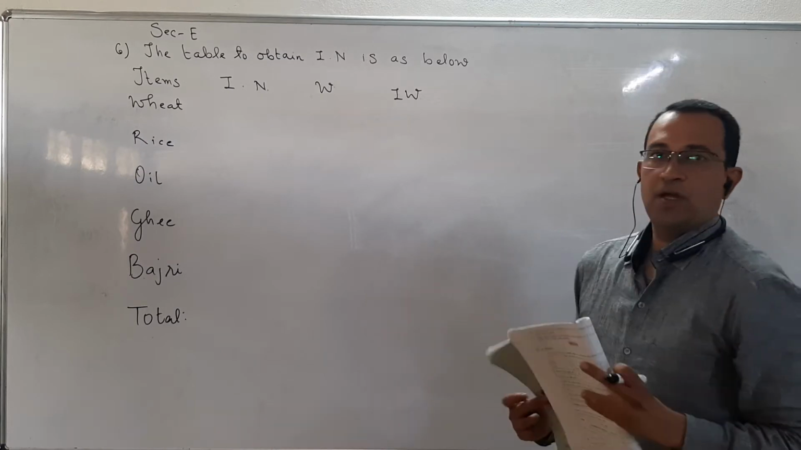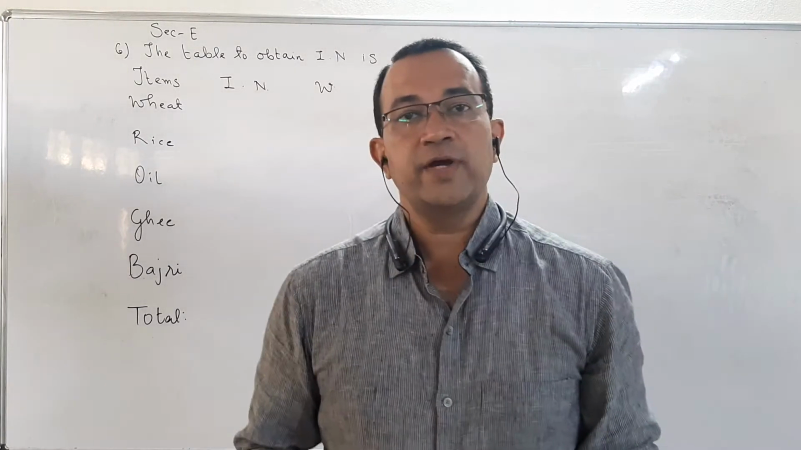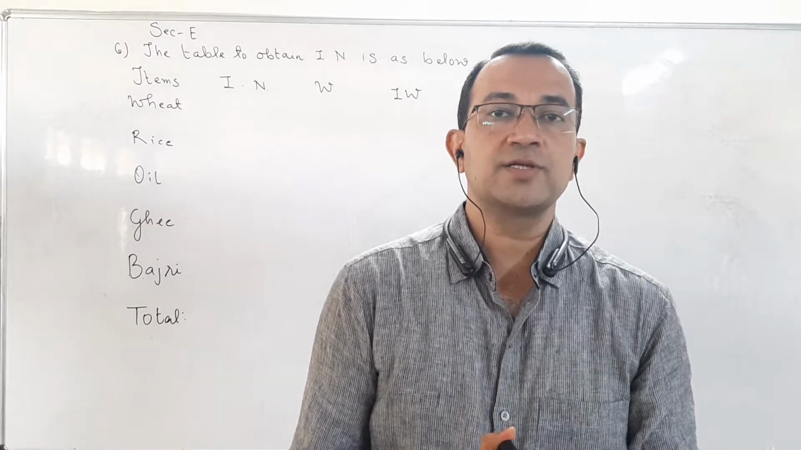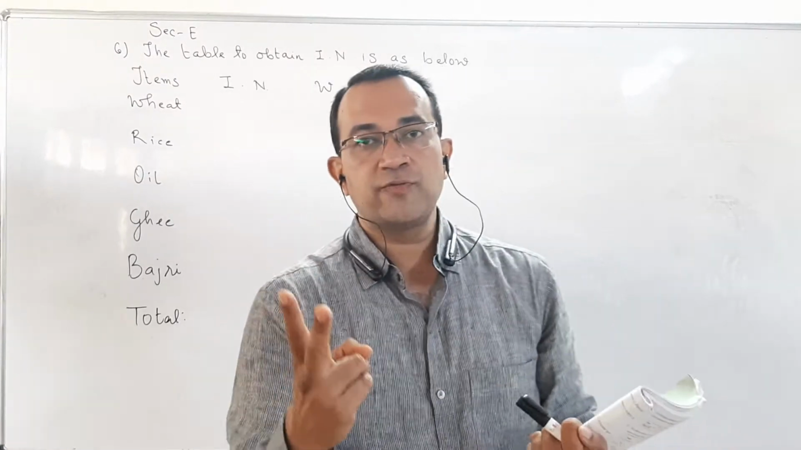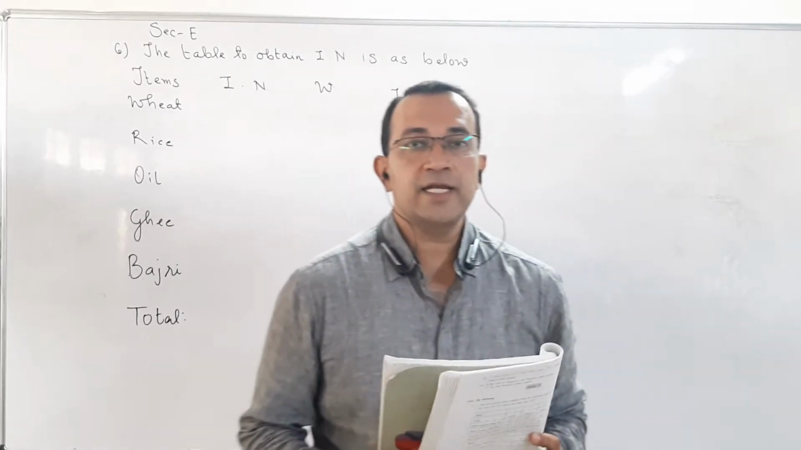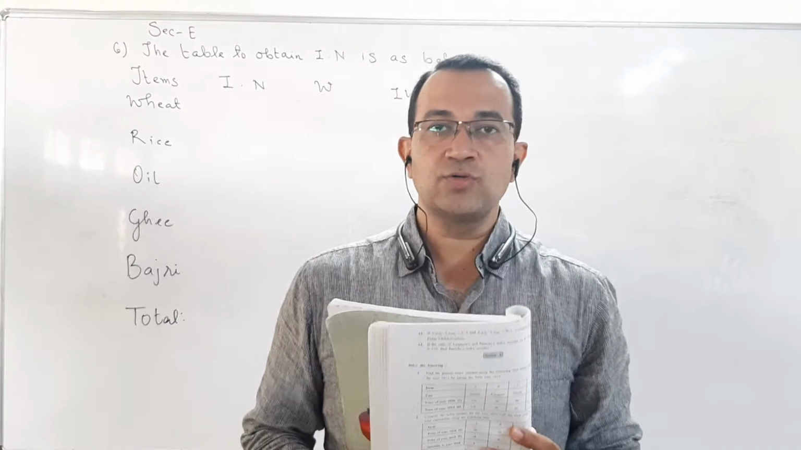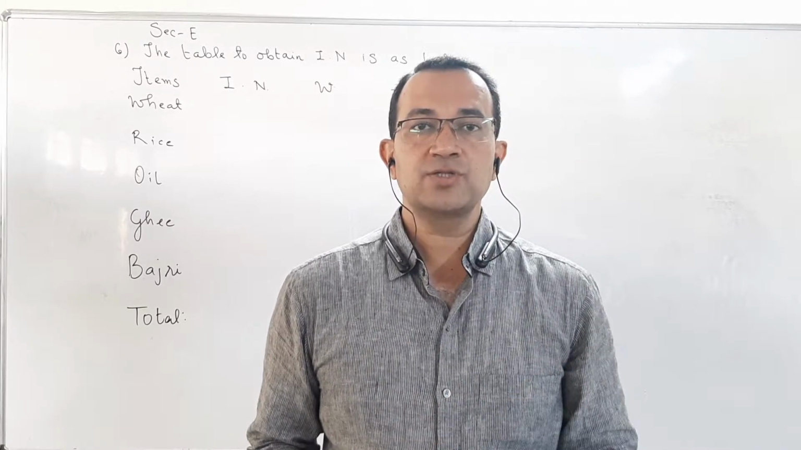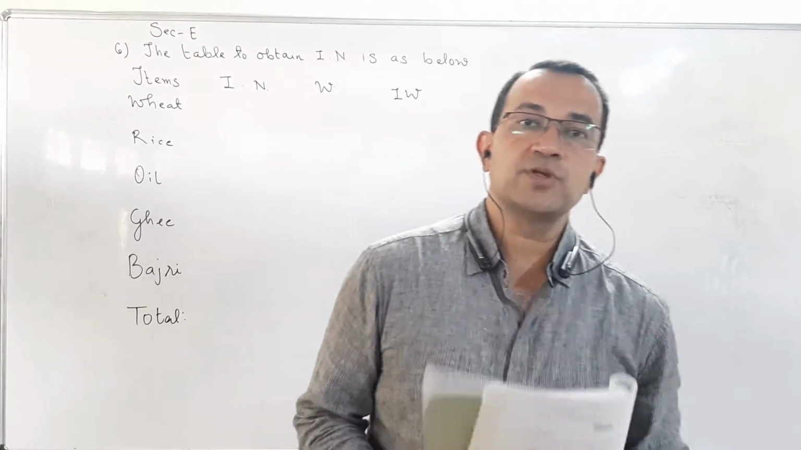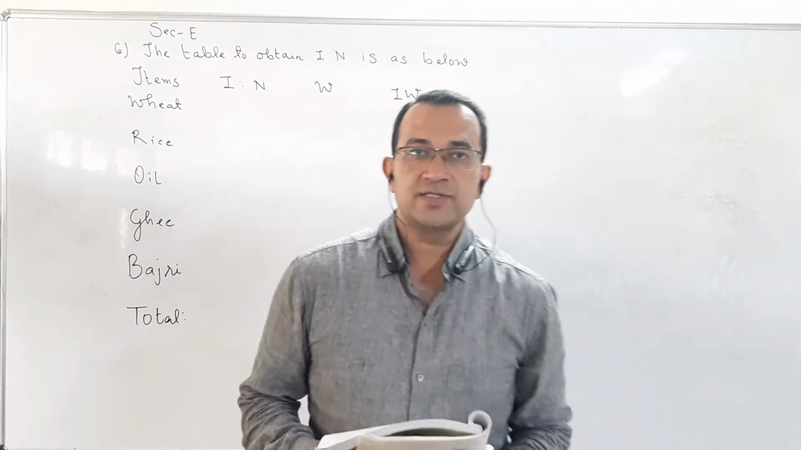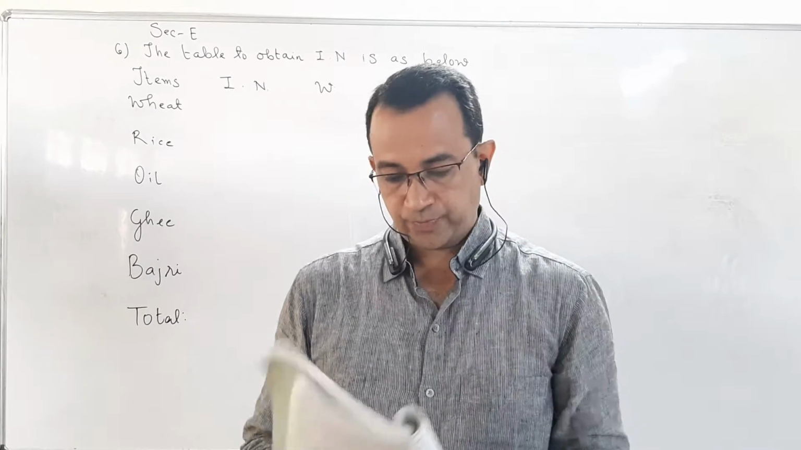So if you recall the definition of weight, the relative importance attached to a commodity, students, is called its weight. There are two types of weight. Implicit or indirect weight and explicit or direct weight, students. This you have to perfectly remember. I repeat, students, there are two types of weights, implicit or indirect weight and explicit or direct weight.